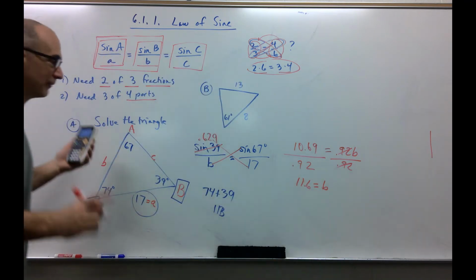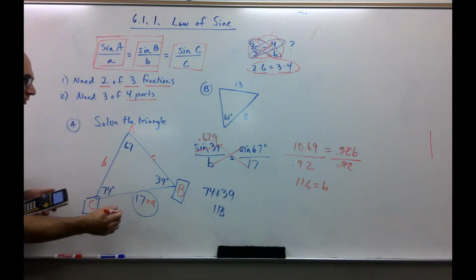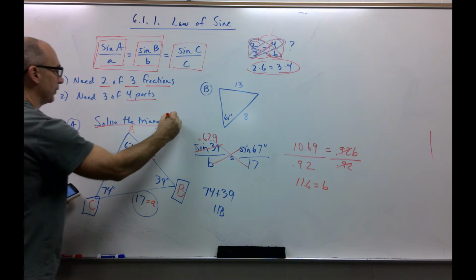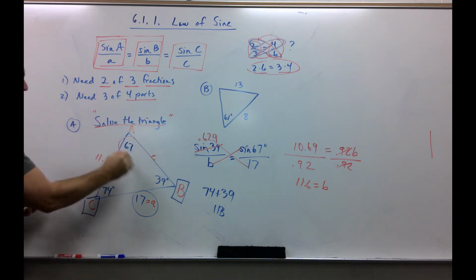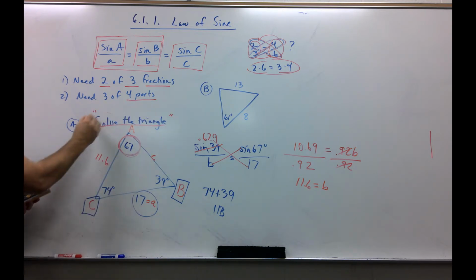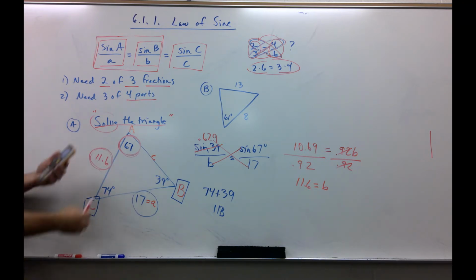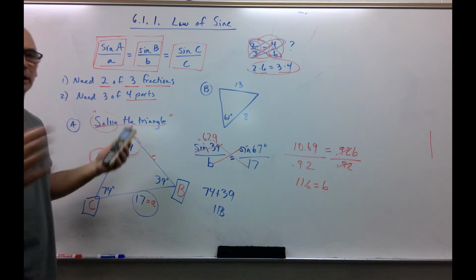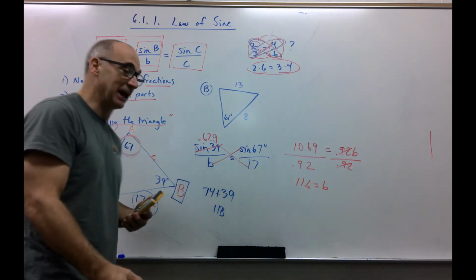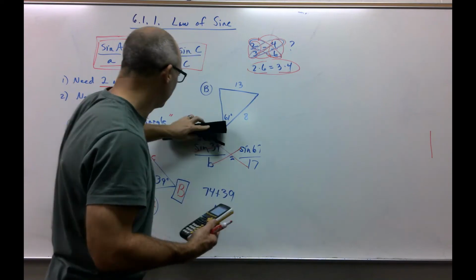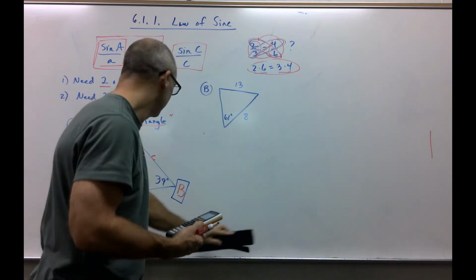Now, one thing I forgot to mention. We just found side B is 11.6. What does this mean? Solve the triangle. Well, we had to figure out what that was. That's part of solving. Essentially, it means find all the angles and all the sides. So our job is not done yet. We still need to find side C.